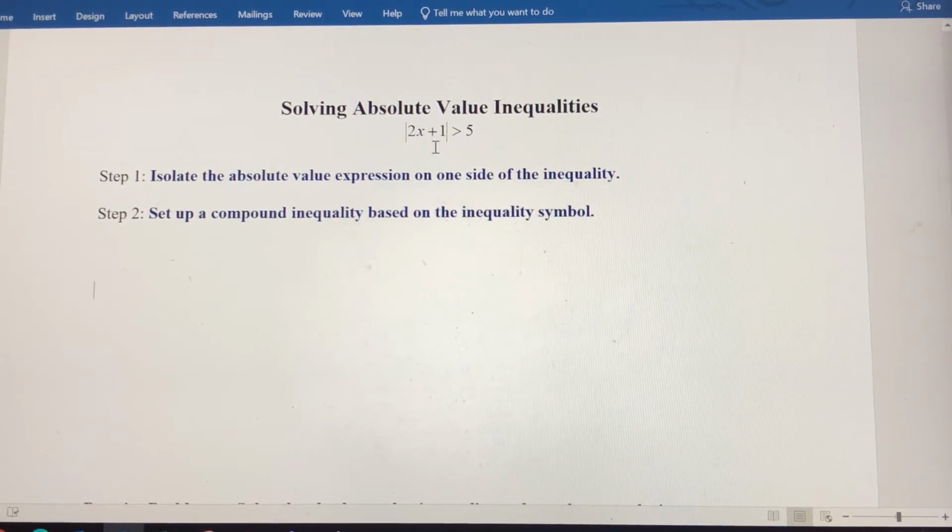So I know I need a number that's going to be bigger than 5 here, to replace the entire expression 2x plus 1. I'm not just talking about replacing x with 6. I'm replacing the whole expression with 6, okay? Well, what if I replace this whole expression 2x plus 1 with a negative 6? Well, that's also going to be true because the absolute value of negative 6 is positive 6, and 6 is still greater than 5, okay?